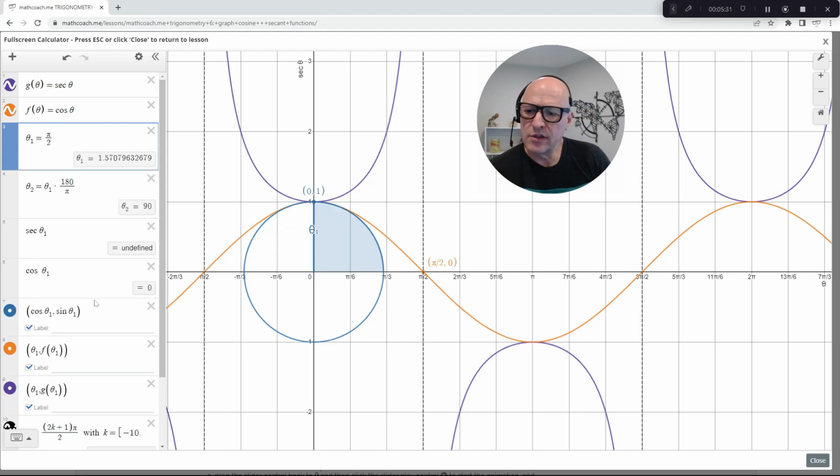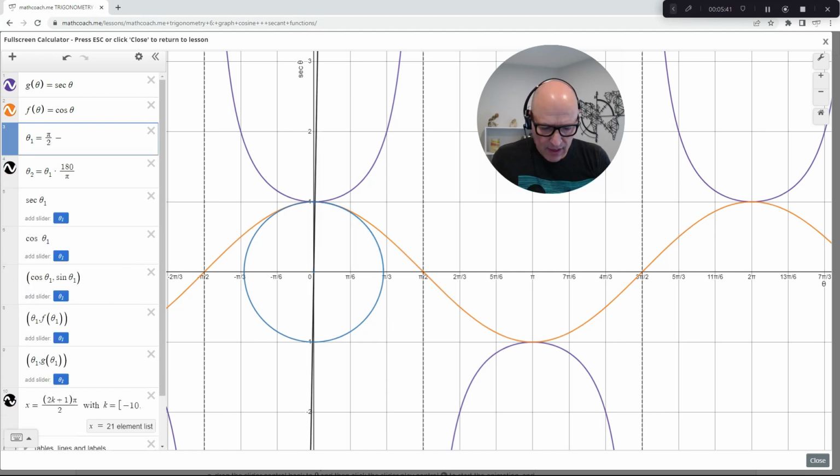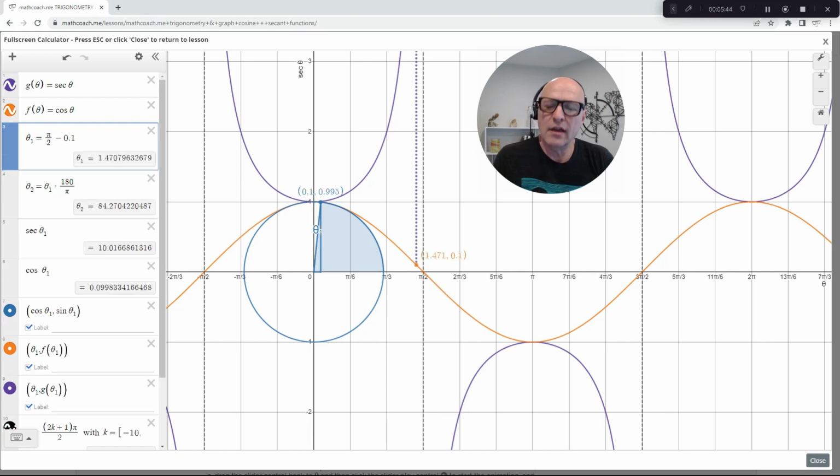Okay, so at pi over 2, at 90 degrees, the cosine of 90 degrees is 0. Secant is undefined. Now, what I'm going to do is subtract 0.1 from that. So at pi over 2 minus 0.1, this is 1.57 something, we can see that my cosine function is pretty small. It's about 0.1, right? And my secant function, the reciprocal of that, is around 10.